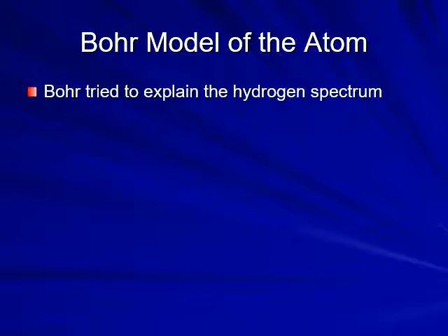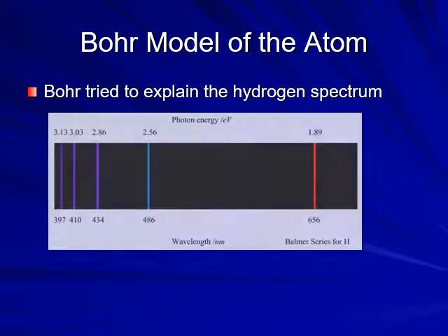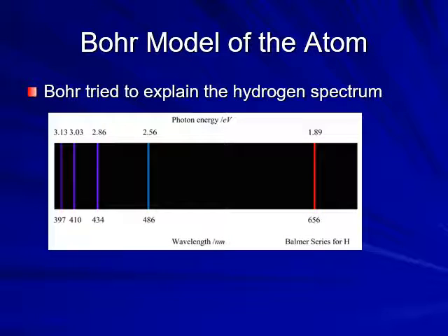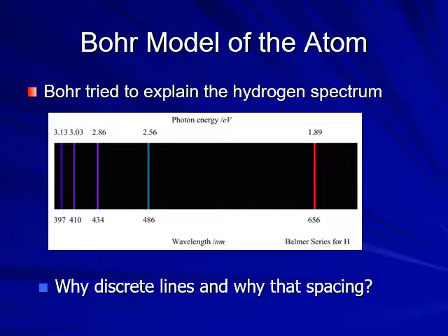So he tried to explain what the spectrum of light looked like when they excited a hydrogen atom and then viewed the light through a diffraction grating. We saw specific lines at discrete wavelengths. So why those lines and why the spacing? Notice there's a large difference between 486 and 656 nanometers, but as the wavelengths get shorter, the spacing gets narrower.